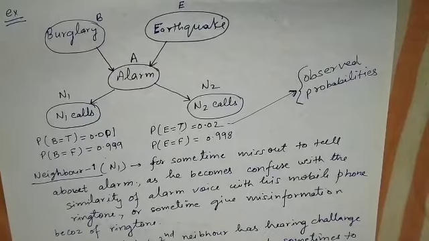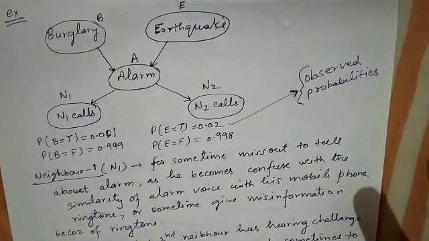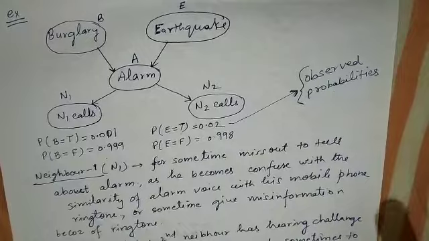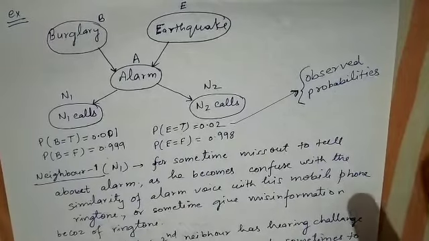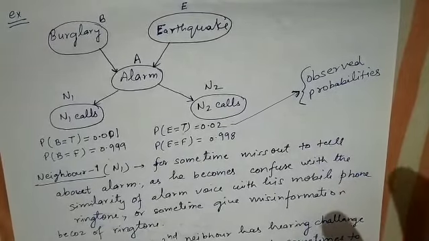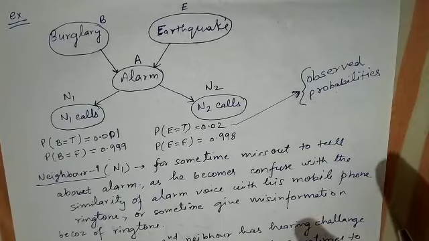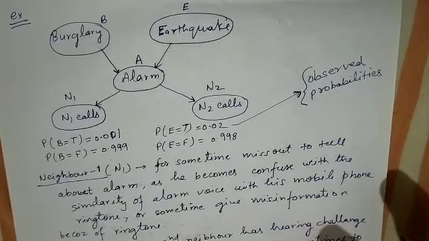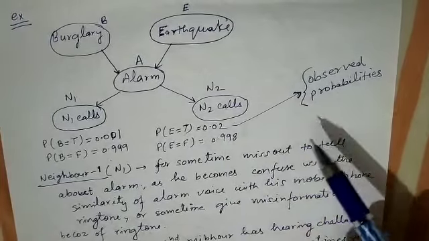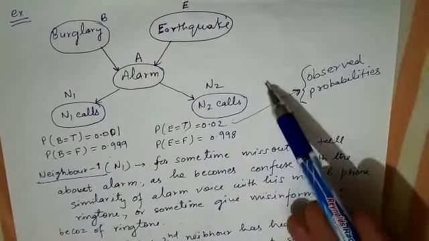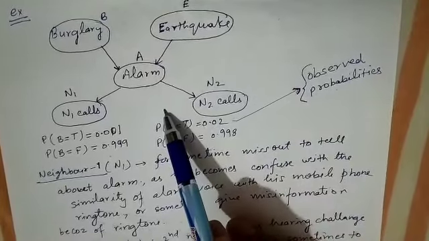Joint probability tells the exact behavior of the system. What is the exact behavior of the system? That is actually the reasoning, which is understood by the joint probability calculation of any Bayesian network. So there is a problem that we have converted into a Bayesian network.